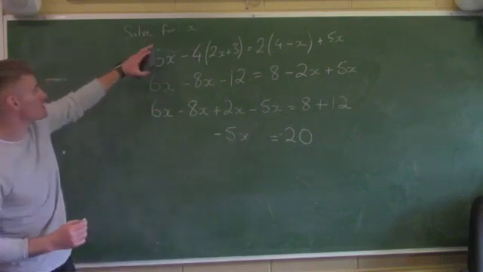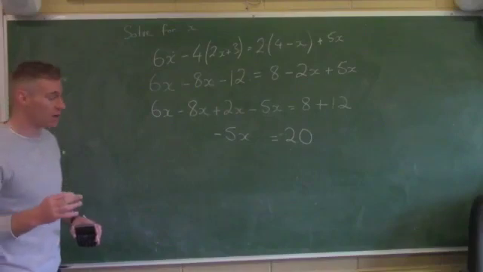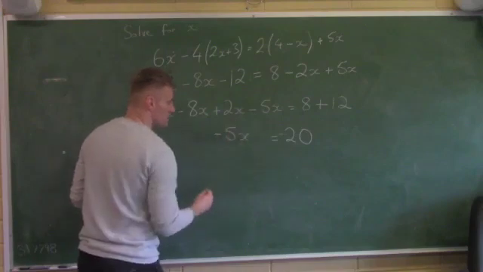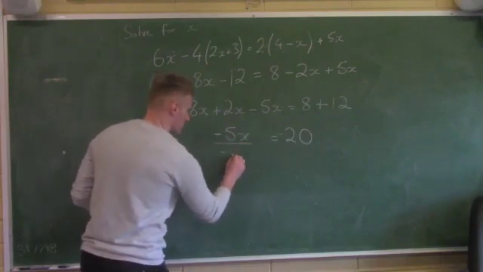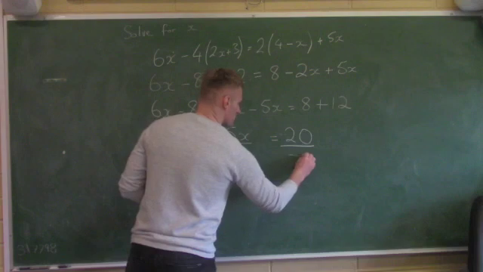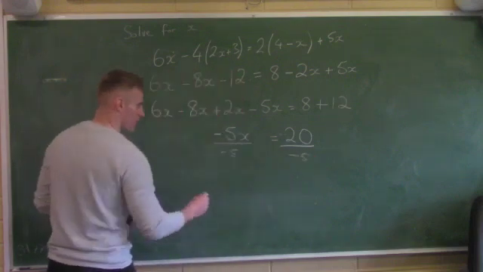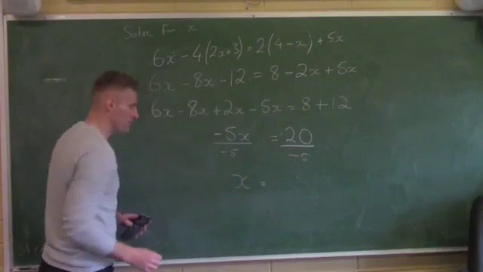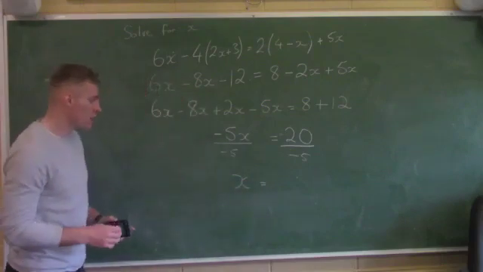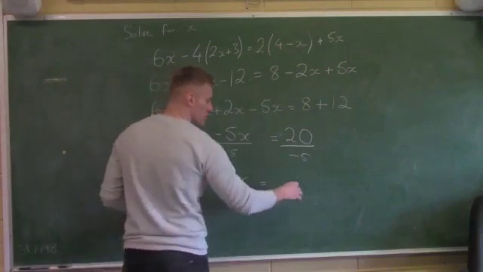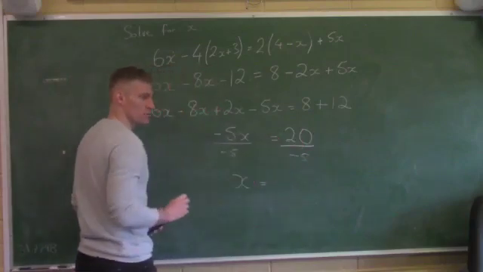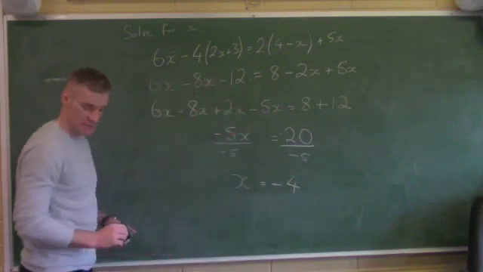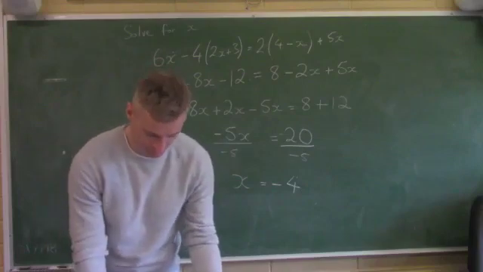Remember back to the question, solve for x. We're nearly there now. These are being multiplied, so the opposite is divide. So I'm going to divide this by minus 5, and I'm going to divide this by minus 5. They cancel, giving me x. Again, if you need to use your calculator, please do. x is equal to, how many times does minus 5 go into 20? It goes minus 4 times. So x is equal to minus 4.